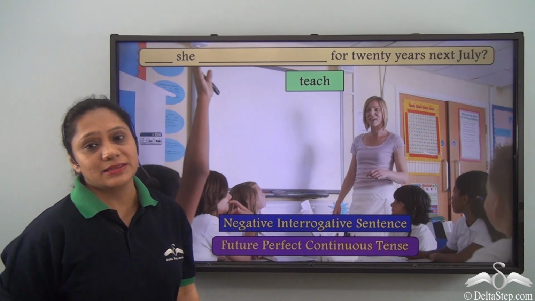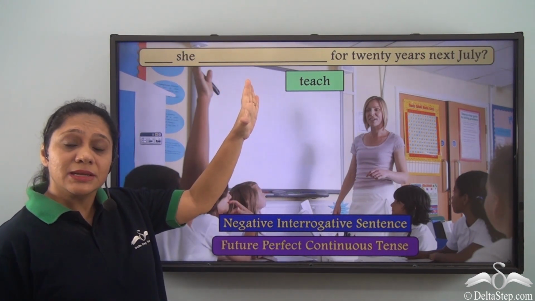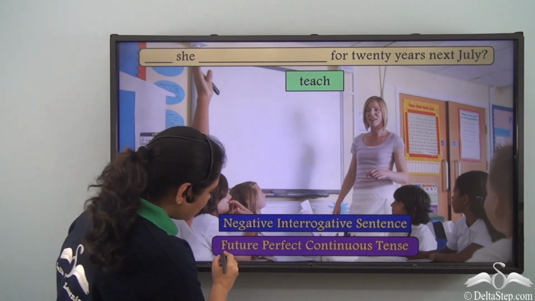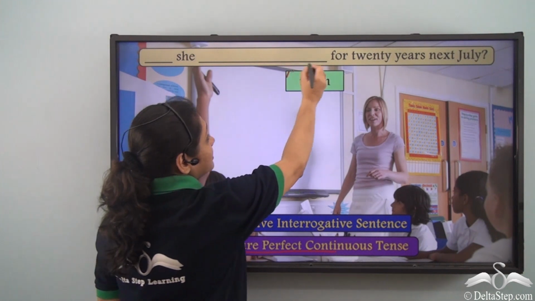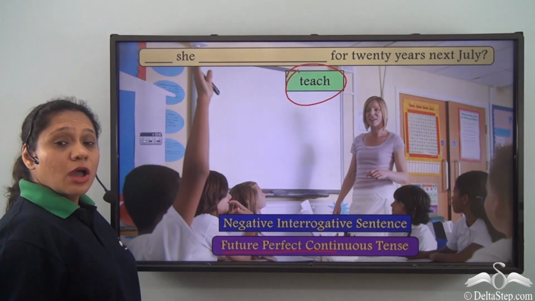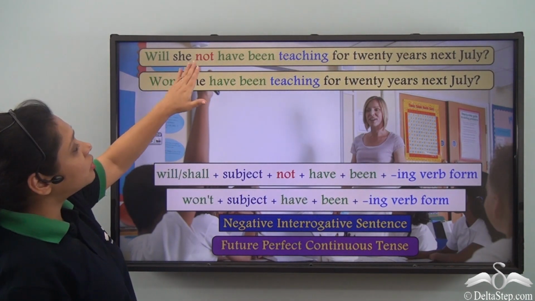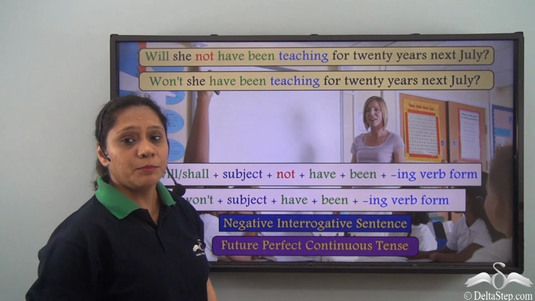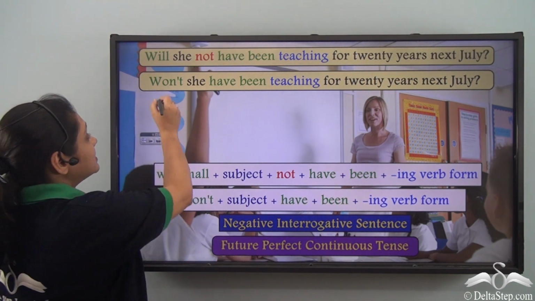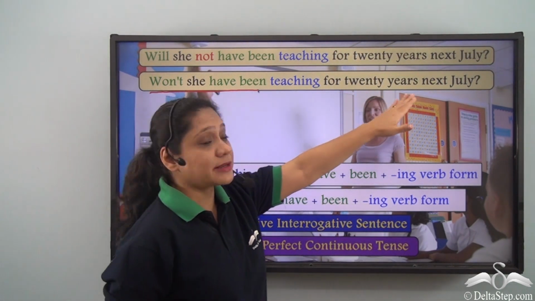What about this sentence? Now we have to complete this negative interrogative sentence in such a way that it portrays the future perfect continuous tense, and the verb given to us is teach. How will we write it? We will write it as, will she not have been teaching for 20 years next July? Or we will write it as, won't she have been teaching for 20 years next July?